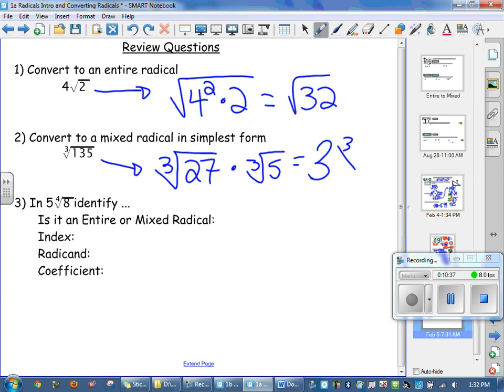Okay? On the bottom, let's see if you figured these out. The index is the tiny number inside the check mark. The index is the 4. Our radicand is under the radical still. It is our 8. 5 is our coefficient. Co means in front. So the coefficient is a 5. Okay, that concludes our second half of 1A.